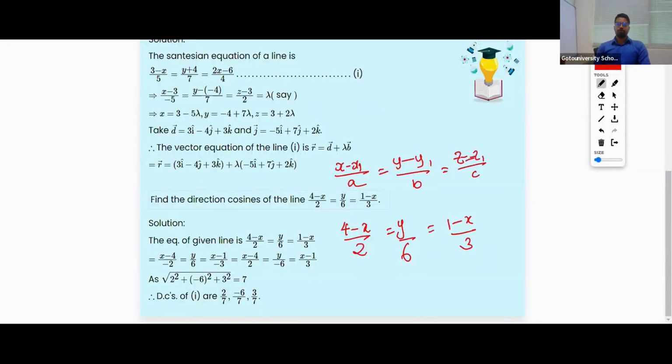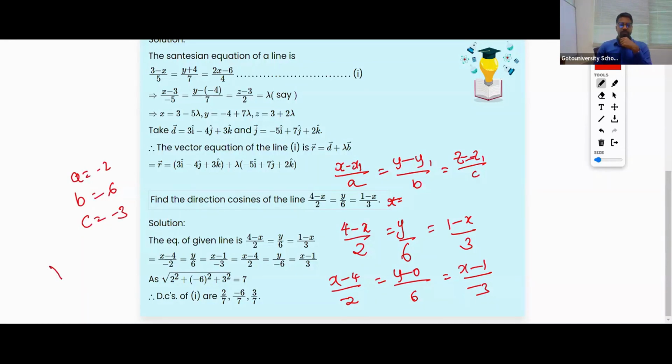By comparing, if you want to rearrange this, it is x minus 4 by minus 2. Are we right? Yes. y minus 0 by 6, which is equal to z minus 1 by minus 3. That means we have a as minus 2, b as 6, c as minus 3. What is our question now? We have to find the direction cosines. What is the direction cosine l? l is a divided by plus or minus root of a square plus b square plus c square.